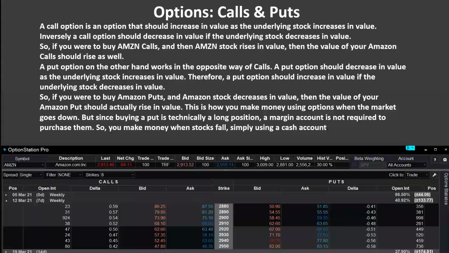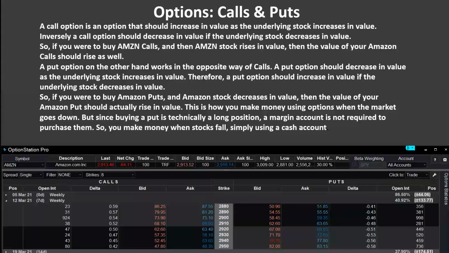A put option, on the other hand, we're now on to puts, works in the opposite way of calls. A put option will decrease in value as the underlying stock increases in value. So in that same example, if you expected Amazon to go up in value, as Amazon goes up in value, the put options will go down in value. Just think opposite, all right? Therefore, a put option should increase in value if the underlying stock decreases in value.